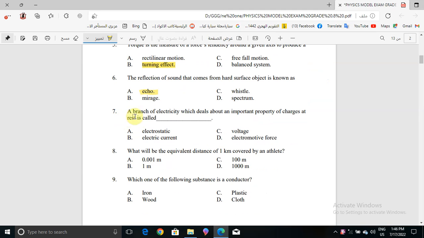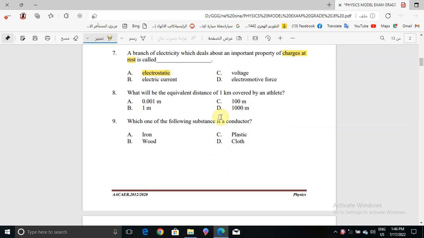Now question number 7. A branch of electricity which deals with an important property of charges at rest is called what? It will be electrostatic. Why? Because it says charges at rest. So that means charges at rest is equal to what? Electrostatic.